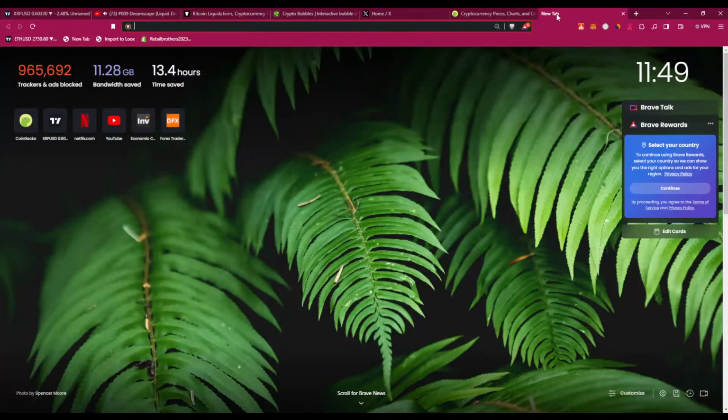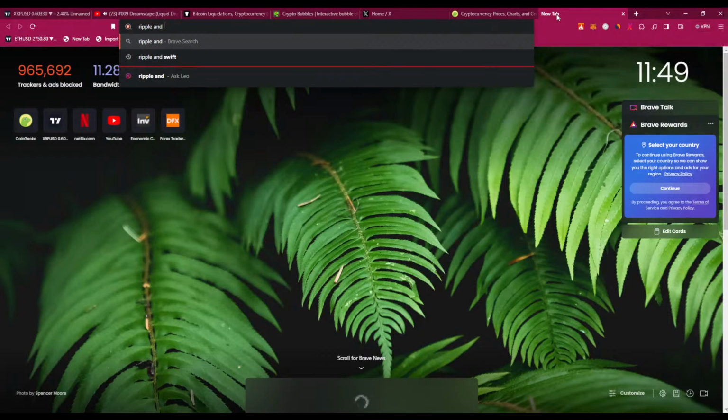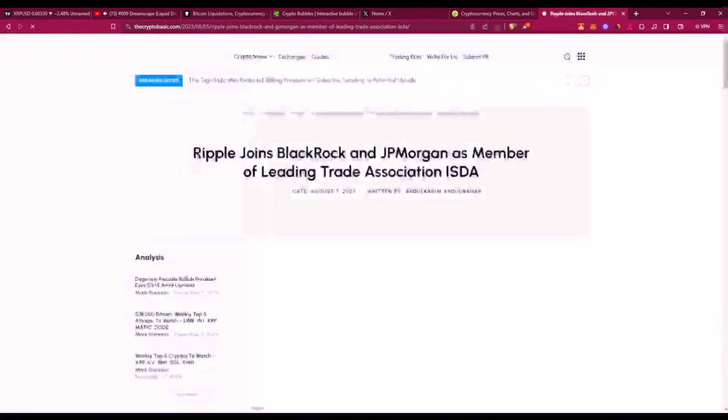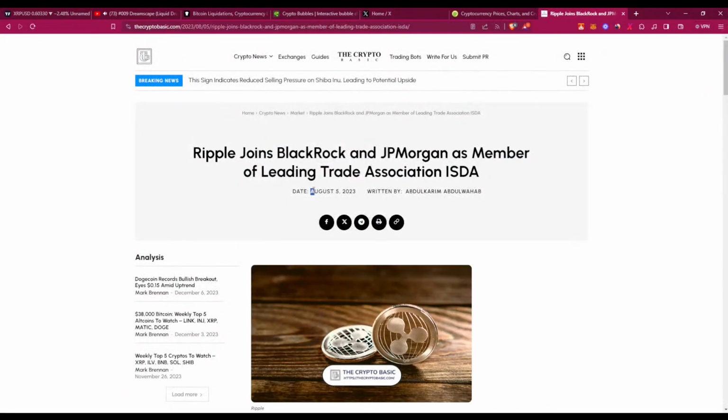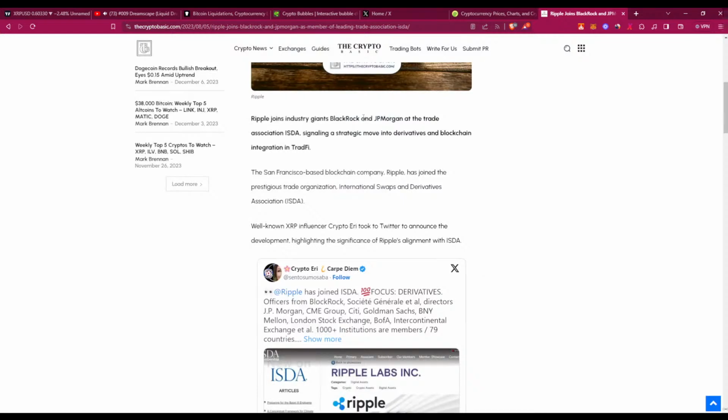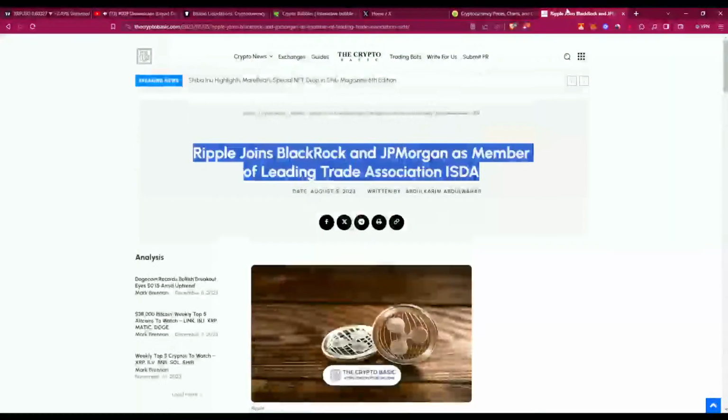Look, Ripple and BlackRock, and what is the name? ISDA. I don't know the English words sometimes. Okay, let's see what they say. Ripple joins BlackRock and JP Morgan. This was basically on the 5th of August this year, okay? Nobody talks about it. Ripple joins BlackRock and JP Morgan as a member of the leading trade association ISDA, signaling a strategic move into derivatives and blockchain integration into TradeFi. Blah blah blah, you can read this, okay?